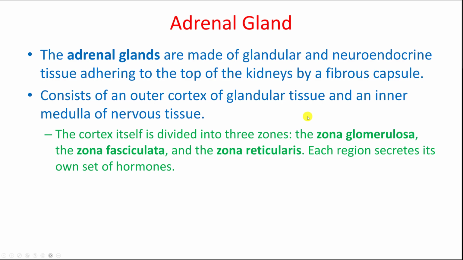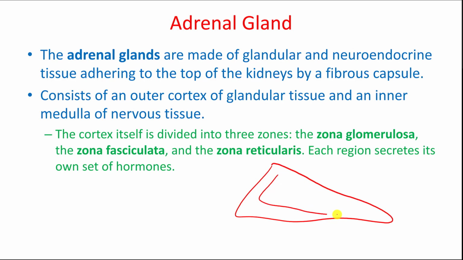Let's talk now about the adrenal gland. For the adrenal gland, it has two parts. It has the cortex and the medulla. So if I draw it like this, I will find two regions. There is the medulla, and then there is the cortex. The medulla is a neural tissue, whereas the cortex is a glandular tissue.